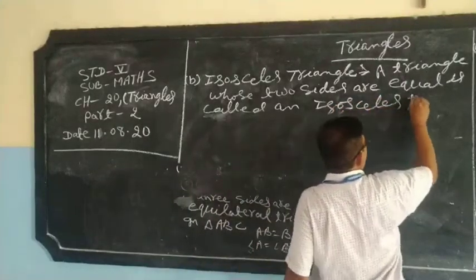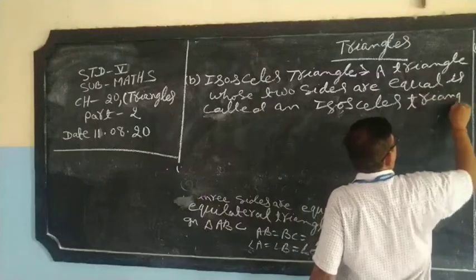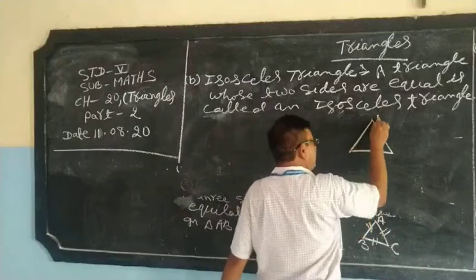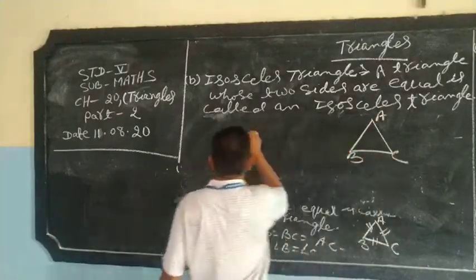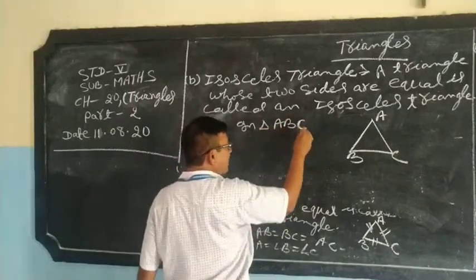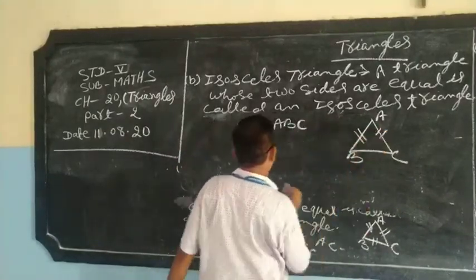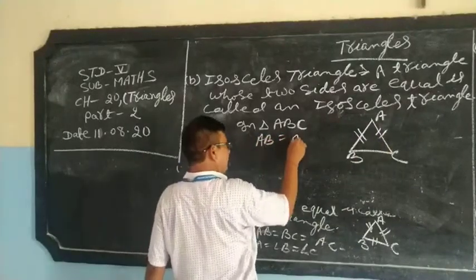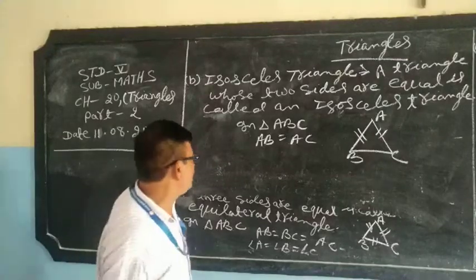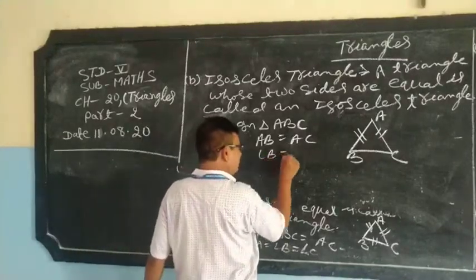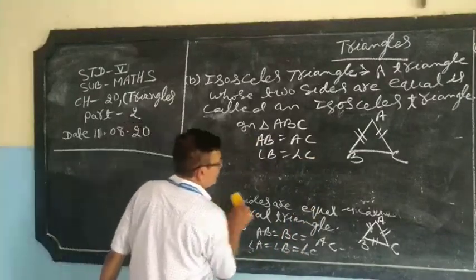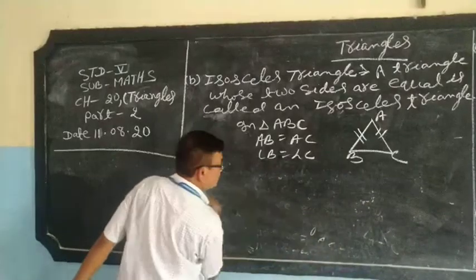So this is a triangle. Please listen. In triangle ABC, here two sides are equal, means AB is equal to AC. It means if the sides are equal, then angles are also equal. It means angle B is equal to angle C. So this is called an isosceles triangle. Is it clear? Understood now?